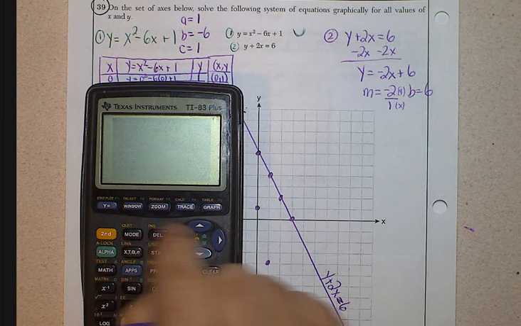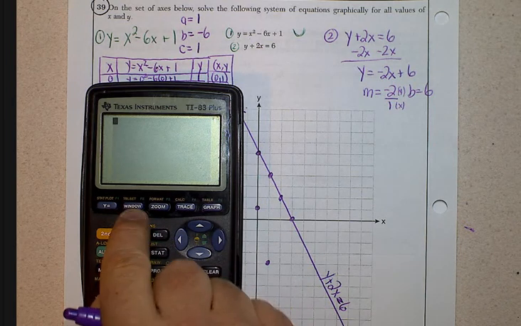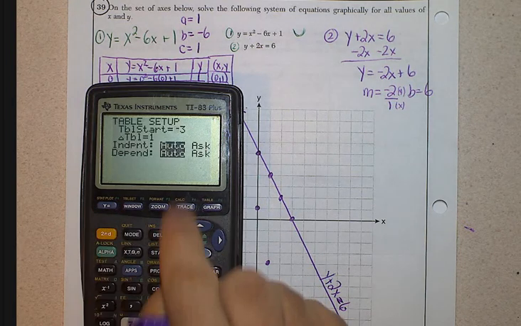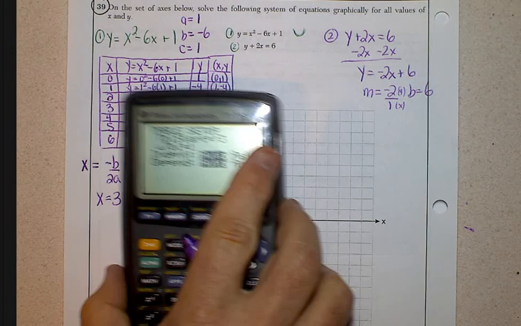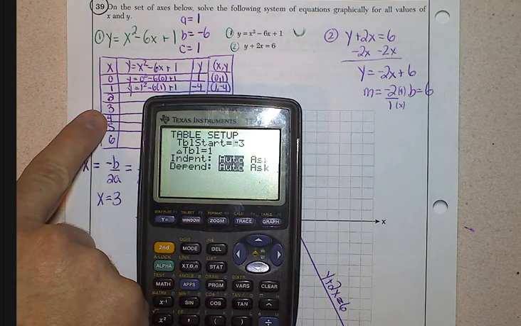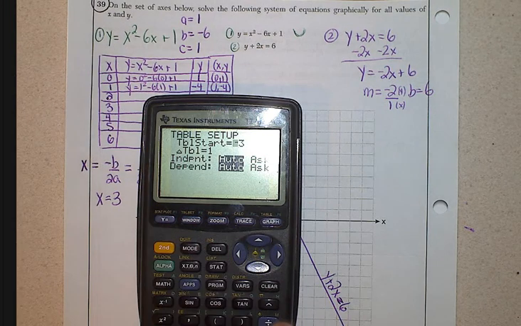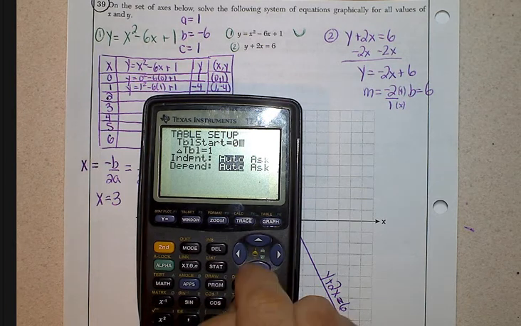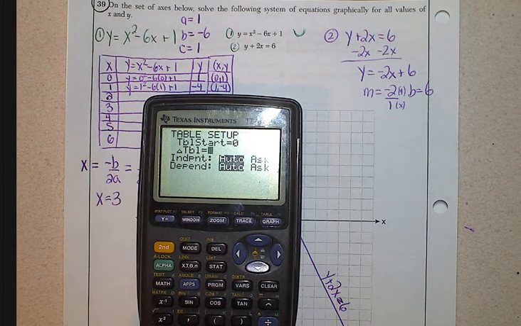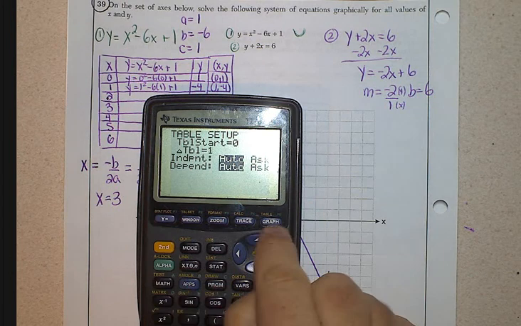And now I'm going to go to my table set. The table set, which is second and then window. And how do you have the table? Well, I got to make sure I have 3 in the middle of it. All right. And if I go back 3, I'm going to start at 0. So that's what it says. Table set, we want it to start at 0. And we're going to have it increase by 1. So we're all ready. Go second and then graph.